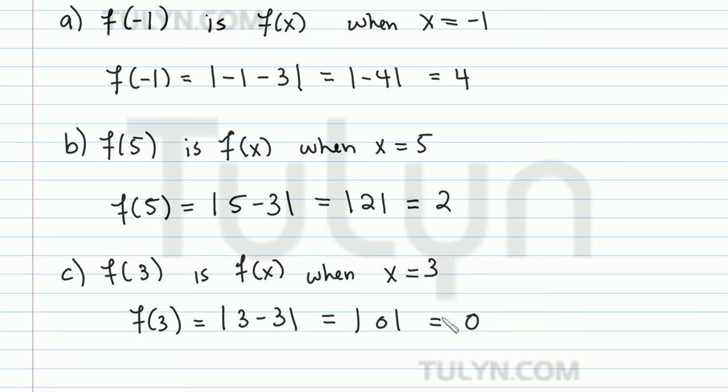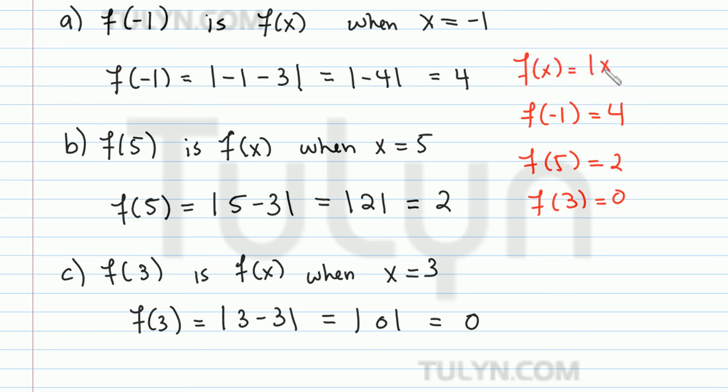So, to summarize, f of -1 is 4, f of 5 is 2, and f of 3 is 0 if we have f of x is the absolute value of x minus 3.